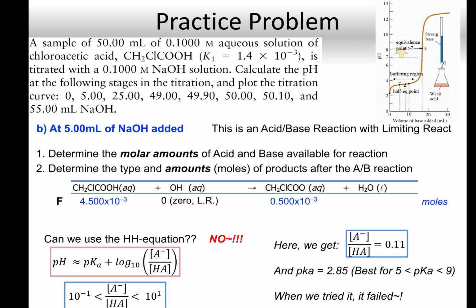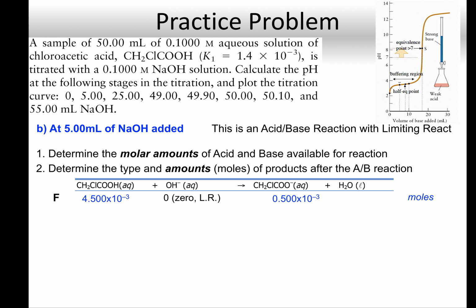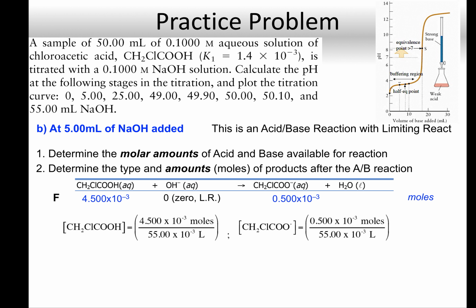So what do we do now? If we cannot use the HH equation, one thing that we can always do is solve this problem the most general way, which means using a Rice table, the general approach of solving an acid-base equilibrium problem. So for that, we're going to use the Rice table. Remember, Rice table uses concentrations, not amounts in number of moles or millimoles. So we calculate the concentrations given this new volume.